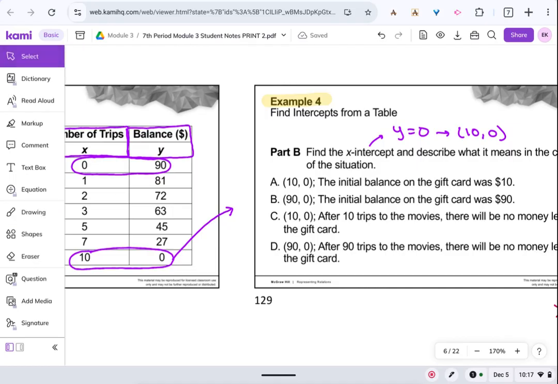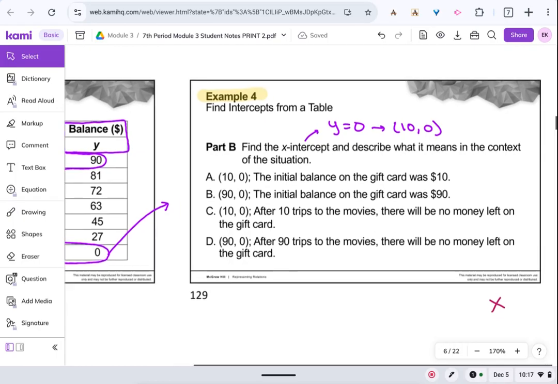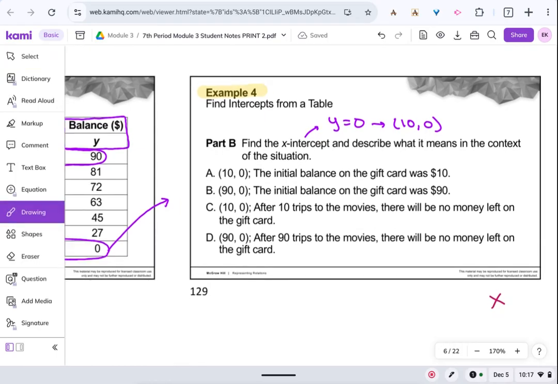So we need to figure out now which one of these options works best. We can automatically cross off B and D because those are not the correct ordered pairs. The initial balance on the gift card was $10. That does not match what's happening in the problem. Letter C is the one that we want to choose because after 10 trips, that was our x, she has no money left on her gift card. So C would be the solution for that.